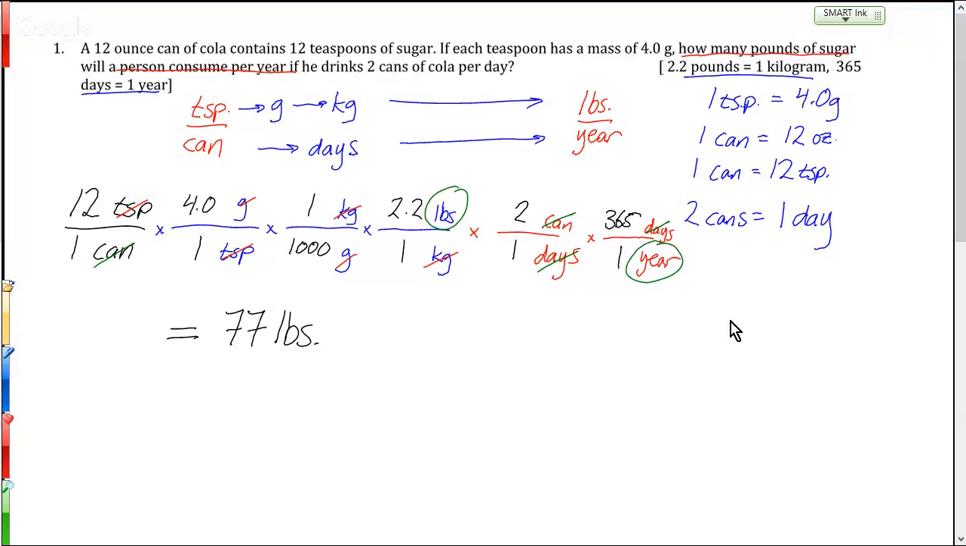All right, sound good? Everybody feels good about conversions? All right, while we're talking about conversions, before we get into the new stuff, I had a couple questions on one of the mastering chemistry problems. If you have any other ones, please let me know.